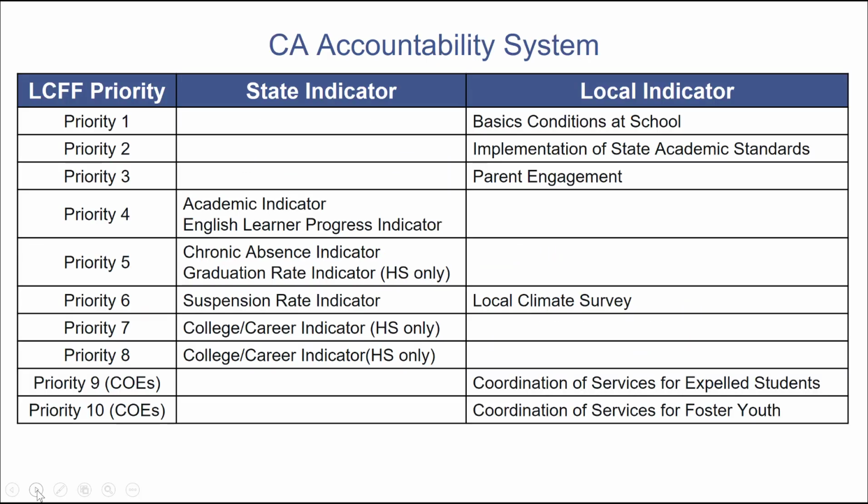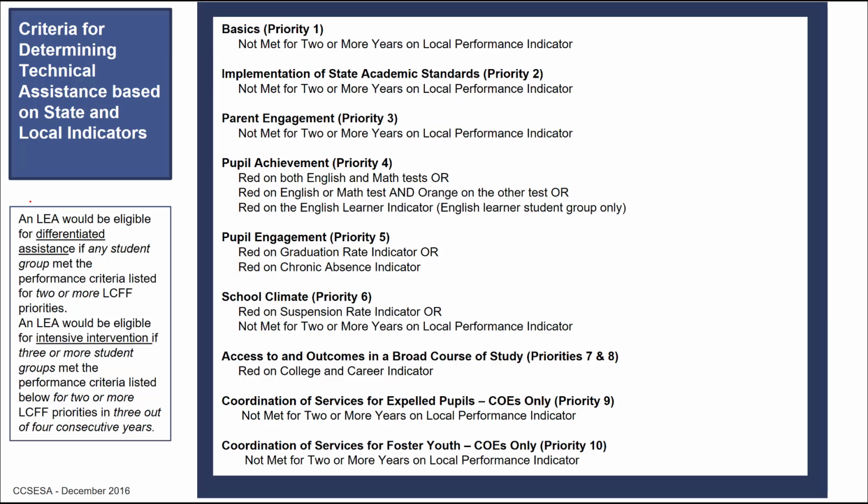The accountability system is based on two sets of indicators, the state indicator. We have the state indicator here and also the local indicator. And going into the fall, the only three indicators that are going to launch anyone into technical assistance are those three at this time, priorities 4, 5, and 6. The other priorities will come on board at a later time. At this time, the dashboards will be released again. What I'm hearing is December 1st.